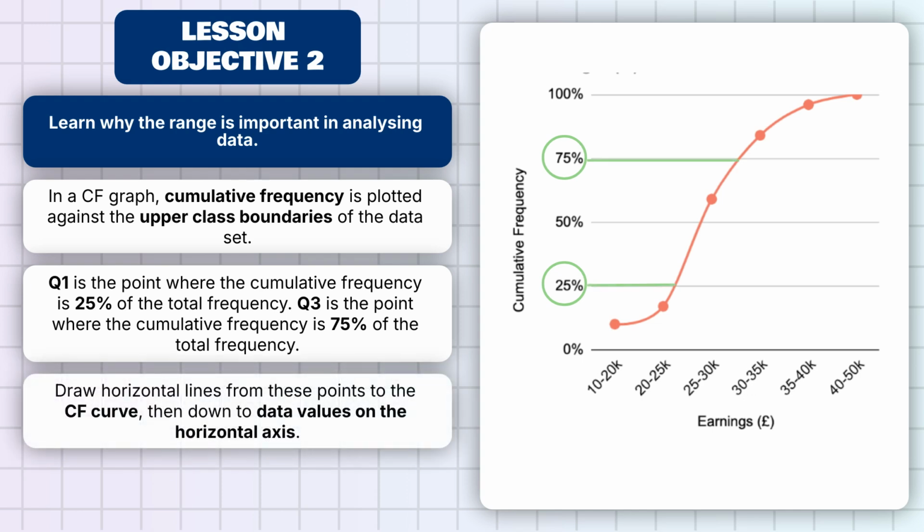Draw horizontal lines from these points to the cumulative frequency curve and then down to the data values on the horizontal axis. By understanding and applying these techniques, we can more accurately describe and interpret the spread of our dataset, particularly when it contains outliers or irregularities. This knowledge is crucial for deeper data analysis and making informed decisions based on the data.